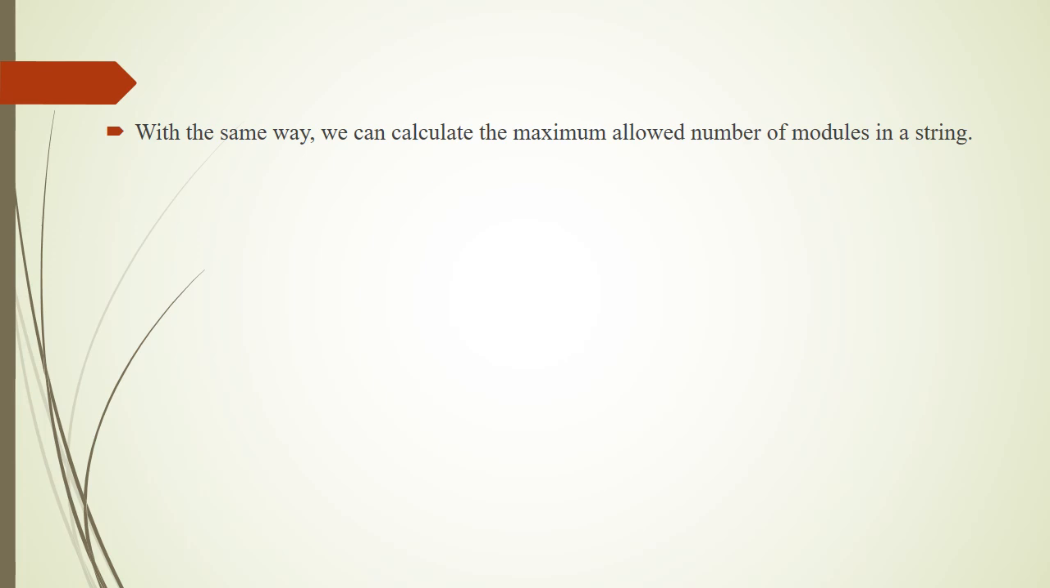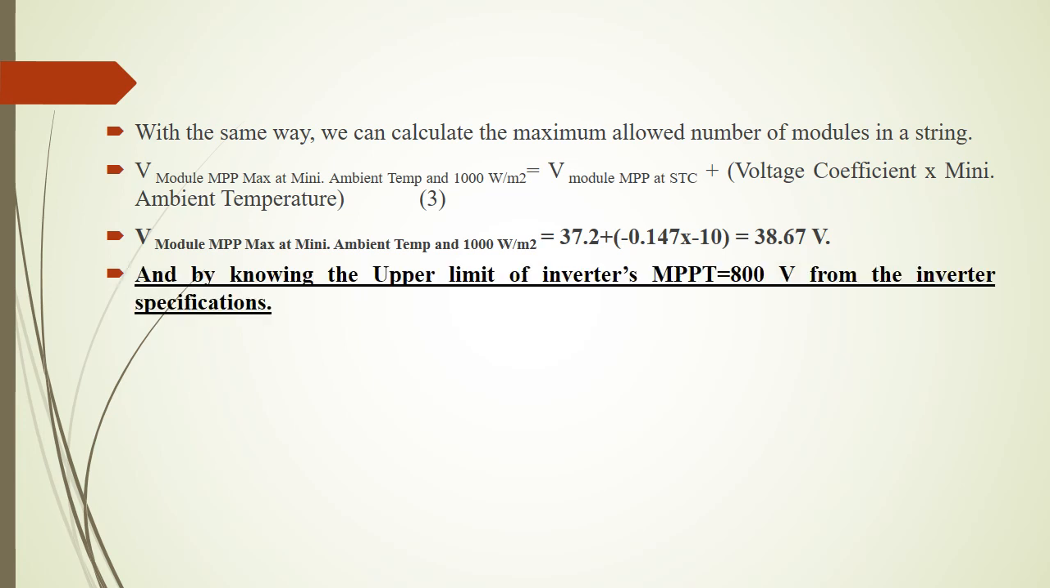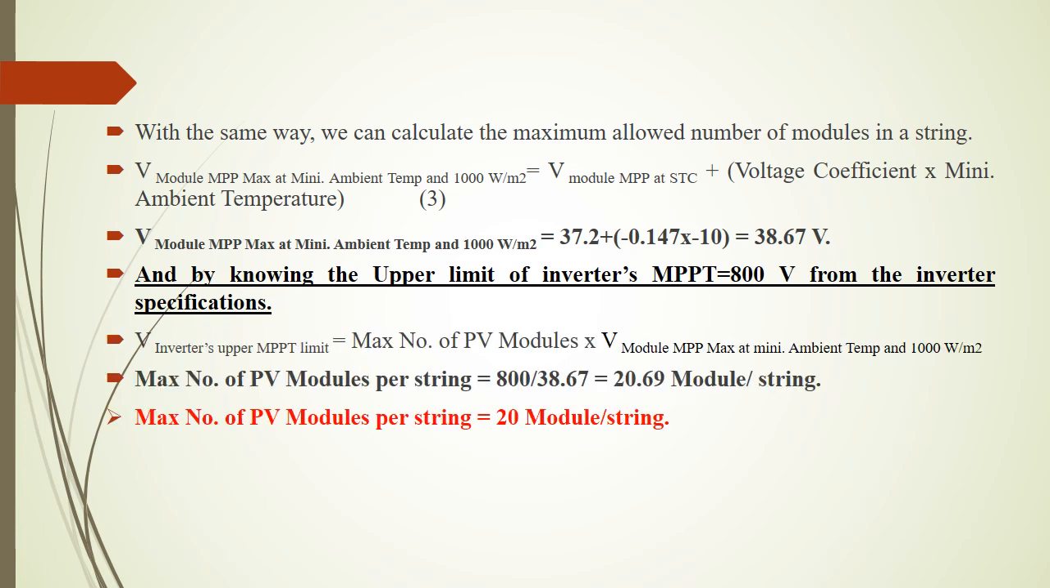In the same way, we can calculate the maximum allowed number of modules per string by finding the maximum power point voltage of the module at the minimum ambient temperature, and by knowing the upper limit of the inverter's maximum power point voltage from the inverter specification, we can calculate the maximum number of PV modules per string, which is 20 modules per string.